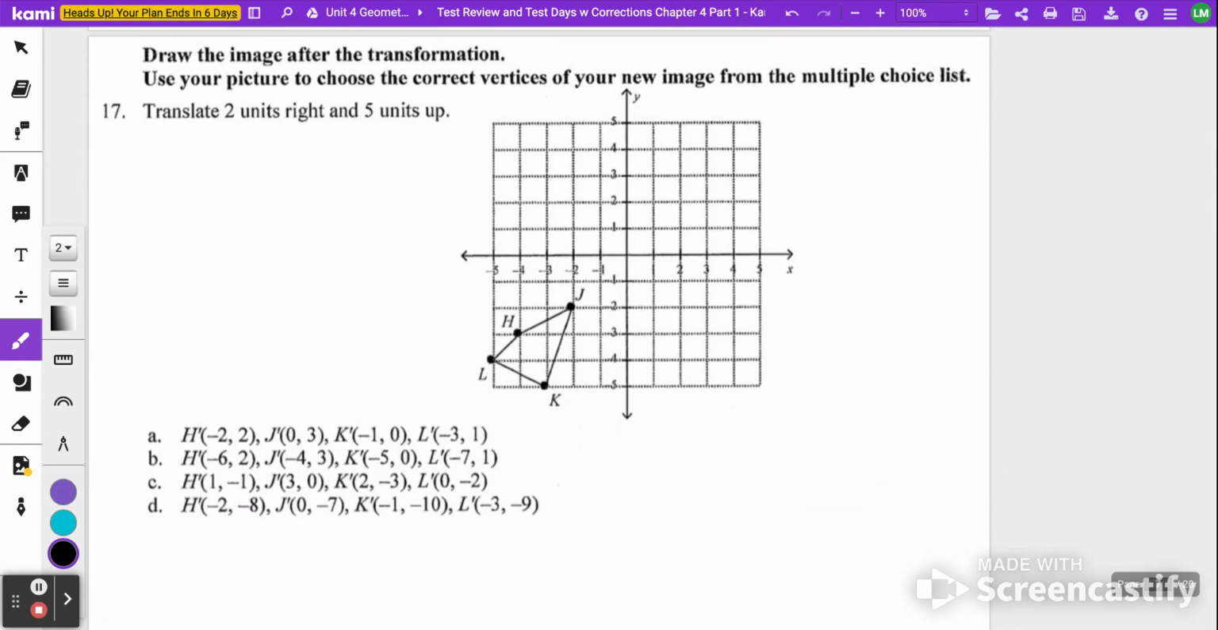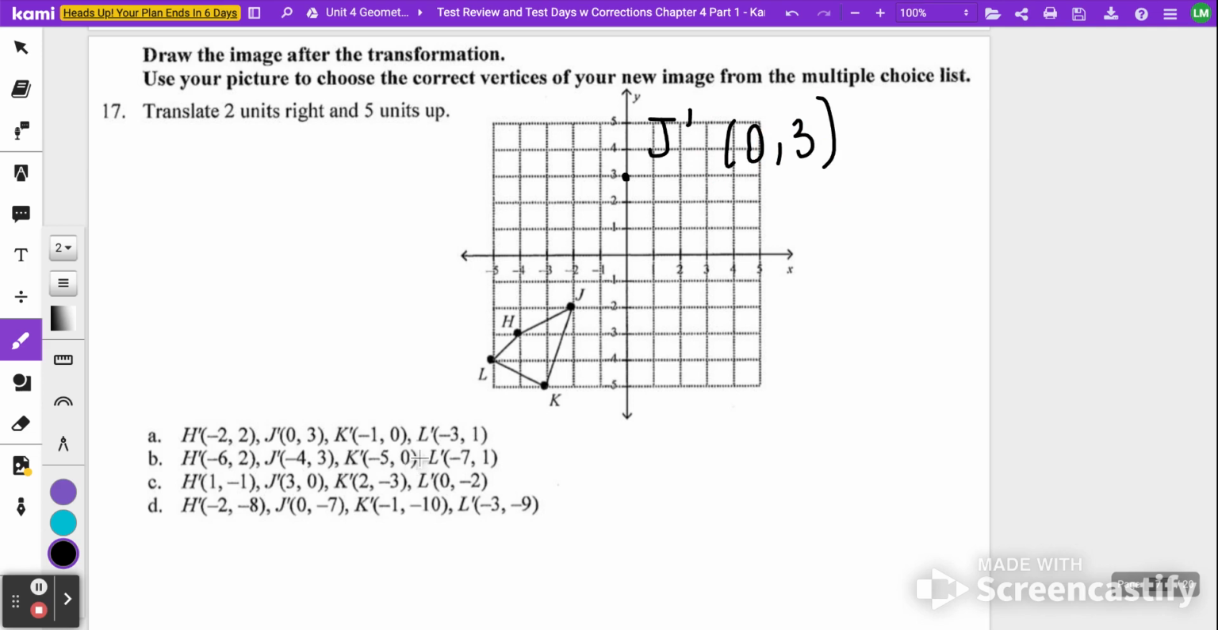Draw the image after each transformation and use your picture to choose the correct vertices. So what we're going to do is translate each of these 2 units to the right and 5 units up. I'm going to start with letter J. 1, 2, up 1, 2, 3, 4, 5. J prime is now at 0, 3.